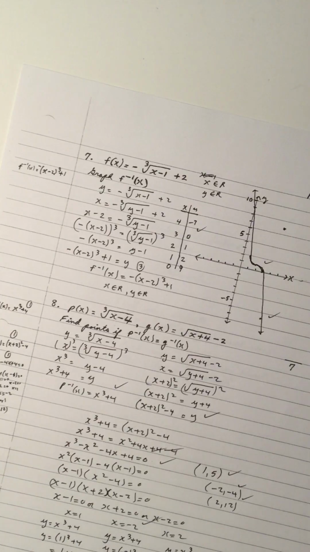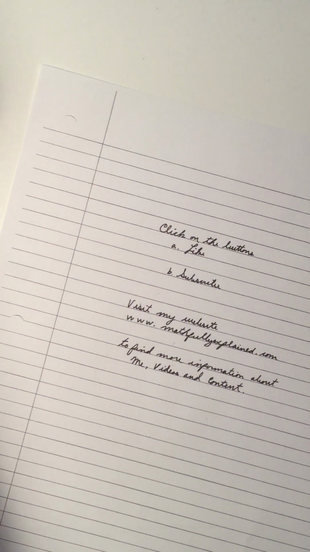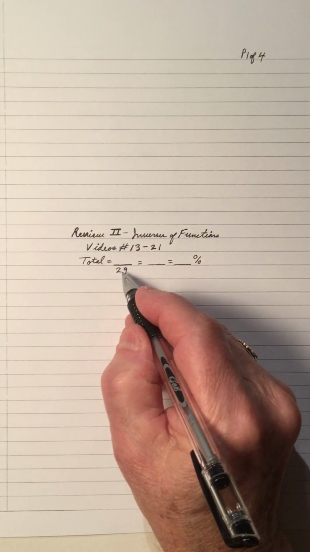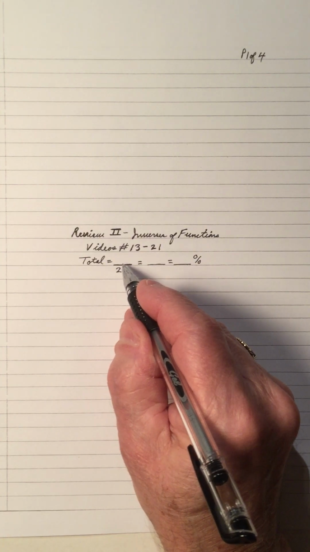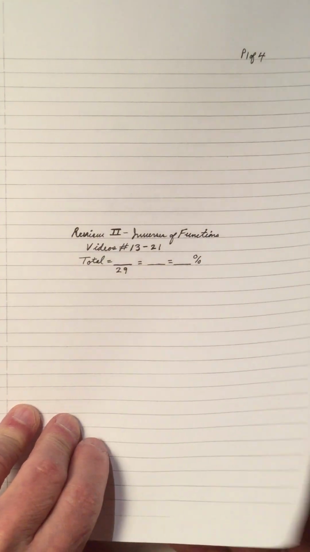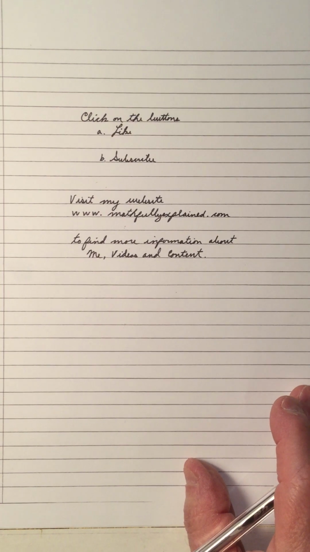What you do, you total up all your pages, and when you've got them all totaled up, you put your total over 29, divide 29 into this number, and get a decimal, move your decimal 2 places to the right, and you get a percent. And hopefully on the unit on inverses you'll understand the concept and how it works.